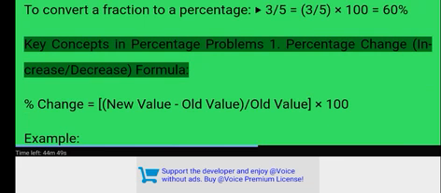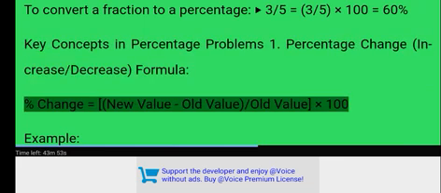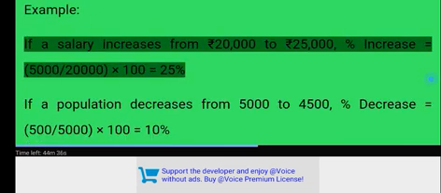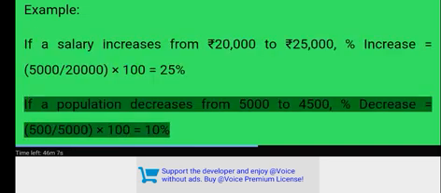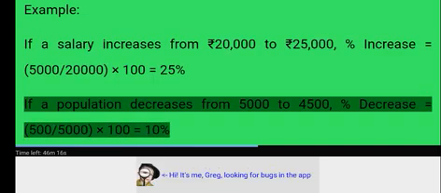Key concepts in percentage problems. 1. Percentage change, increase, decrease, formula. Percent change equals (new value minus old value) divided by old value, times 100. Example: if a salary increases from 20,000 rupees to 25,000 rupees, percent increase equals 5,000/20,000 times 100 equals 25%. If a population decreases from 5,000 to 4,500, percent decrease equals 500/5,000 times 100 equals 10%.